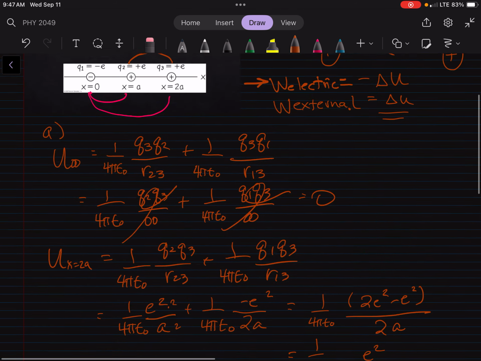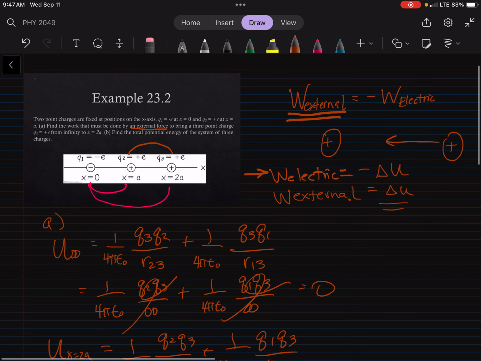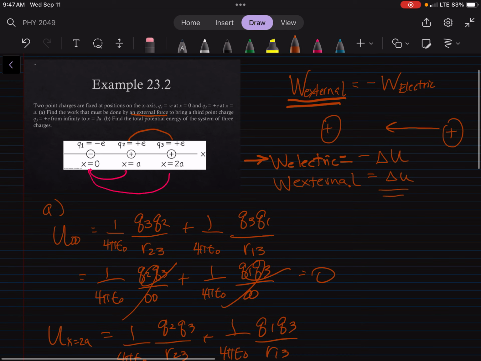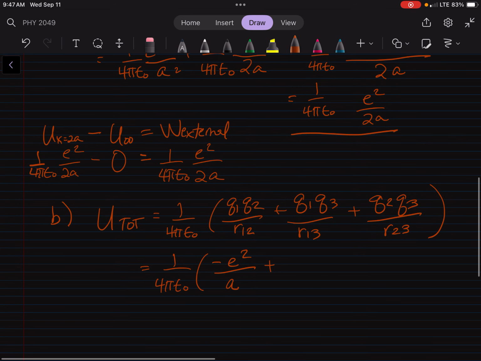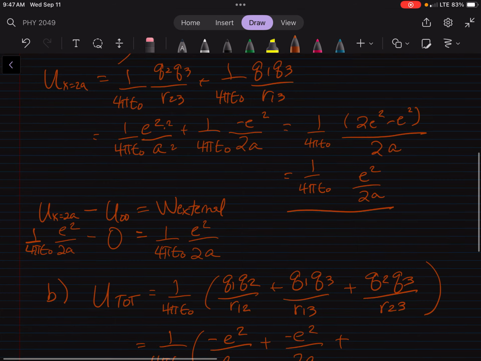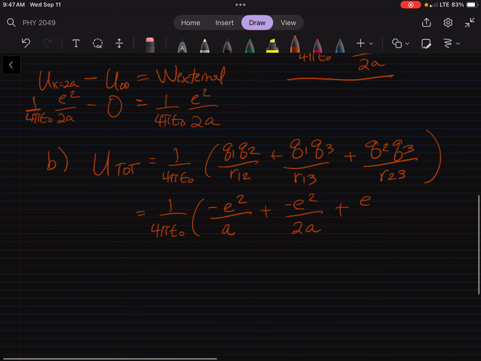All right, Q1 and Q2, negative and positive, distance of a. So we're going to get a negative e squared over a. 1 and 3, negative and positive, distance of 2a. So we're going to get another negative here. And then finally 2 and 3, positive and positive over a distance of a. So we get positive e squared over a.